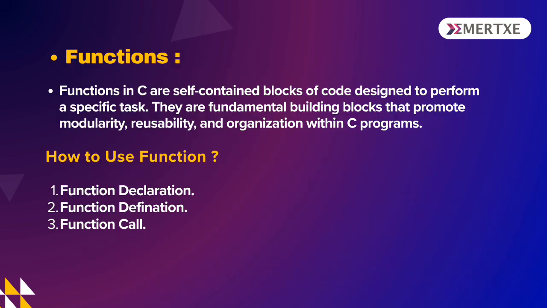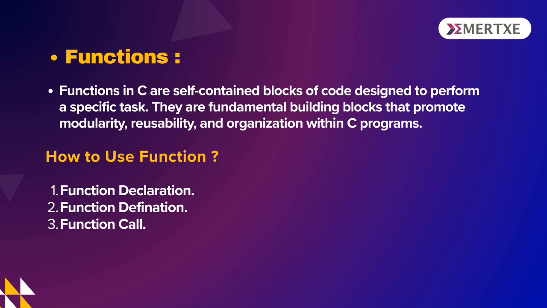Next, functions. A function is a self-contained block of code designed to perform a specific task. Think of it like a small mission inside your program. You give it some input, it does a job and may give you output. Functions are extremely important in C because they help us break large programs into smaller parts. They improve modularity, reusability and organization. That means we can write the logic once and reuse it whenever we need it, which makes our code cleaner and easier to debug. Now, how do we use functions in C?